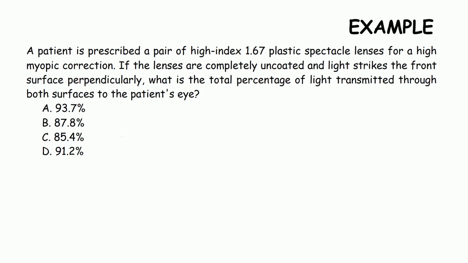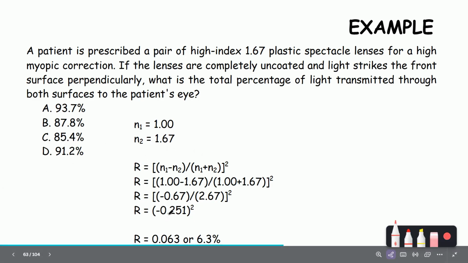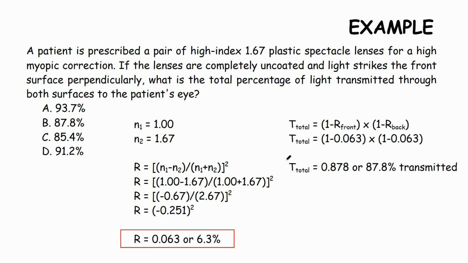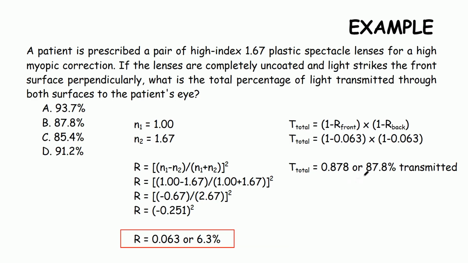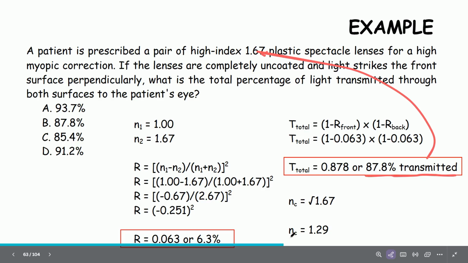Okay. Let's answer. First is our Fresnel reflection. Simply substitute and you will arrive at an R of 6.3%. This means 6.3% is reflected. And then for the T total, simply substitute the same R value, and you will get 87.8% transmitted light for our 1.67 plastic. So it's small, right? If the index of refraction is higher. And the ideal index for the coating is 1.29.